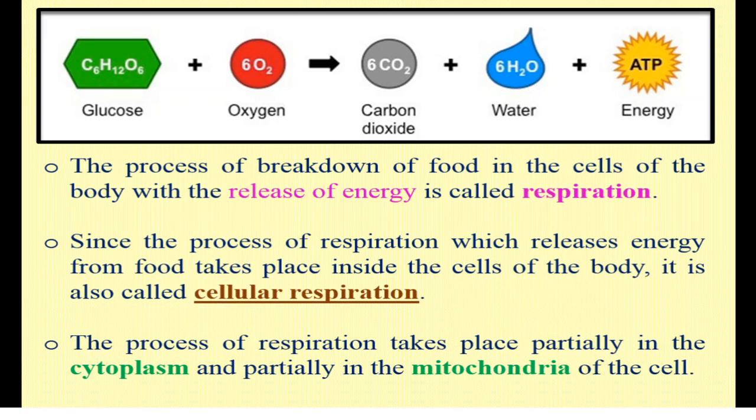The process of respiration takes place partially in the cytoplasm and partially in the mitochondria of the cell. Partial means not fully. Half of that process is done in the cytoplasm and another half of the process is done in the mitochondria of the cell. Cytoplasm is the jelly-like substance present inside the cell. That cell is full of cytoplasm. And then mitochondria is a small part present inside the cell. Mitochondria is also called the powerhouse of the cell.